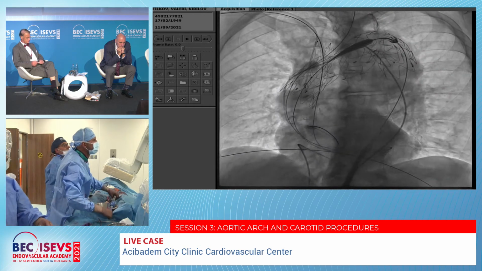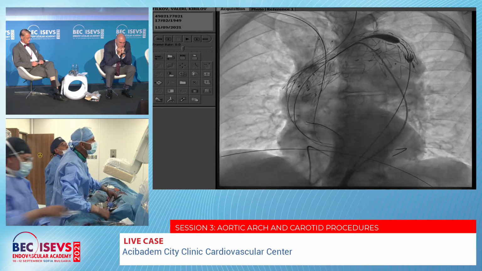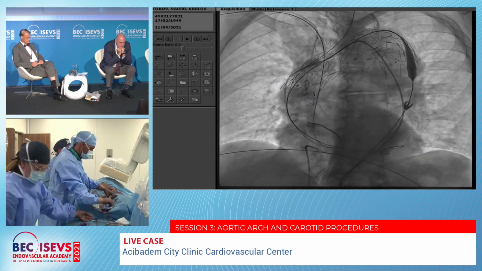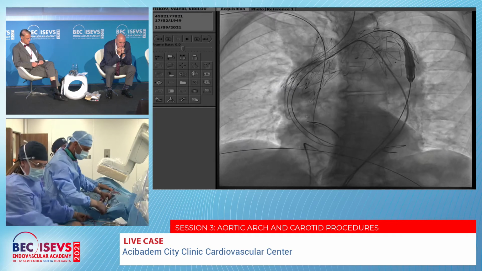Okay, we are removing now the delivery system. Keeping the nose cone.